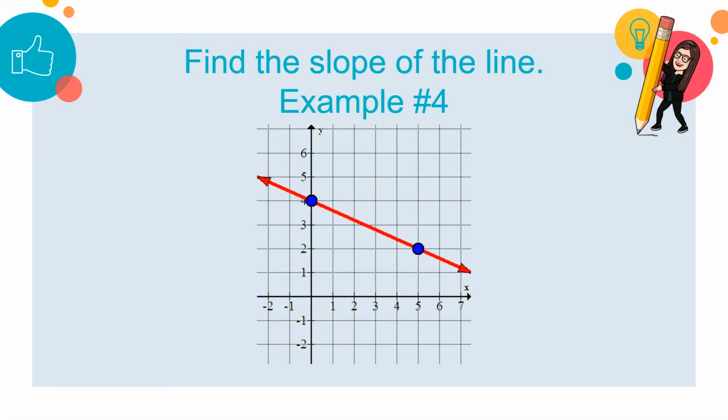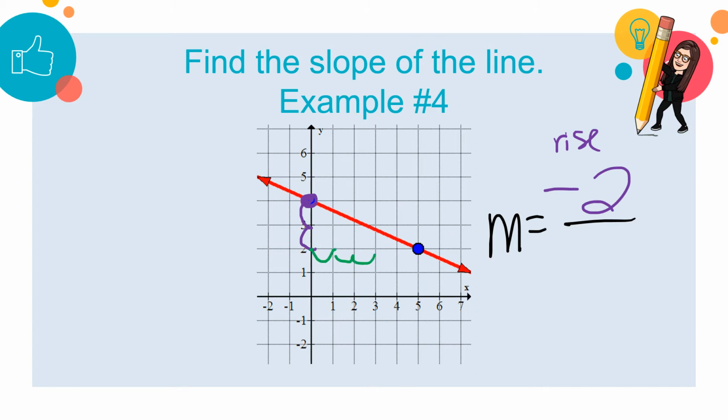Let's prep this one. M equals fraction bar. Let's talk about our rise. I'm going to start at this dot. I went down 1, 2. Down means negative. Then I go to the right 1, 2, 3, 4, 5. Right is positive. So a negative divided by a positive stays negative.